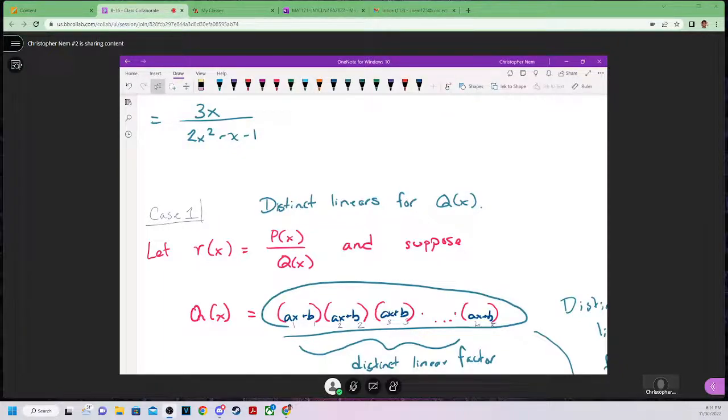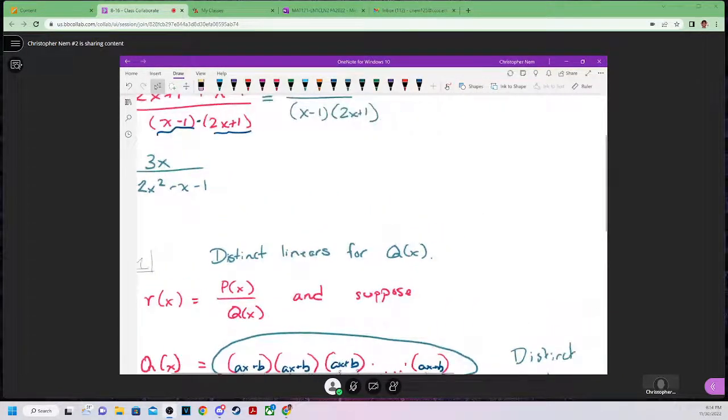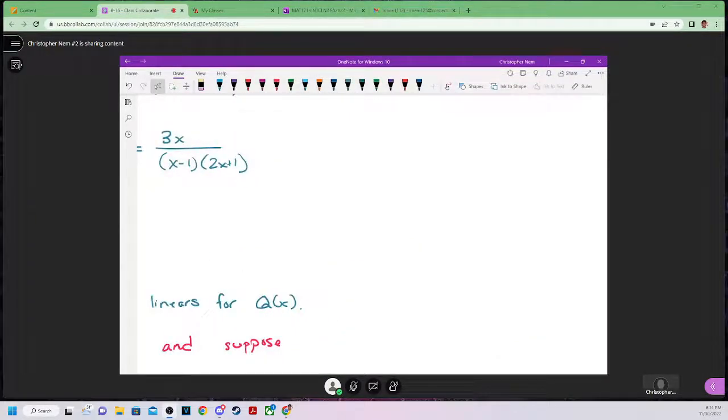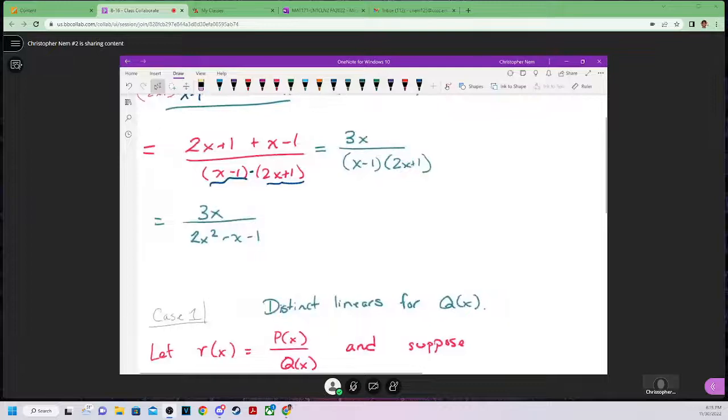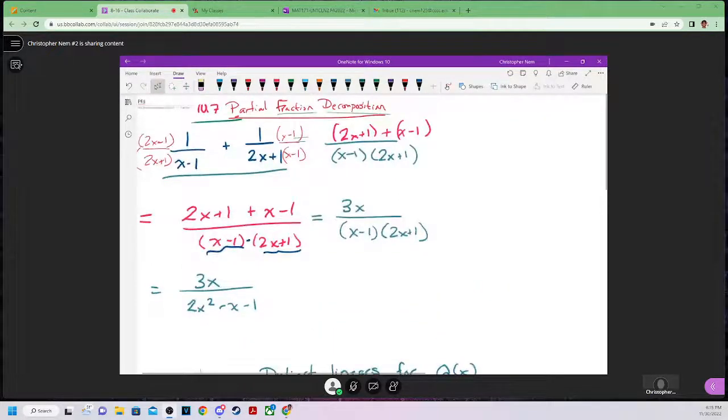Q of x is your denominator. Well, if I factor it out, I get this: 3x over x minus 1 times 2x plus 1. If I break it up, it should break up into two fractions, with the first fraction's denominator being x minus 1, and the second having the denominator 2x plus 1. Or rational expression, sorry for using the word fraction, it's more so rational expression. And then we look over here. We have x minus 1 as my denominator and 2x plus 1. The only thing that I didn't show you how to get was a numerator. We need to figure that out.